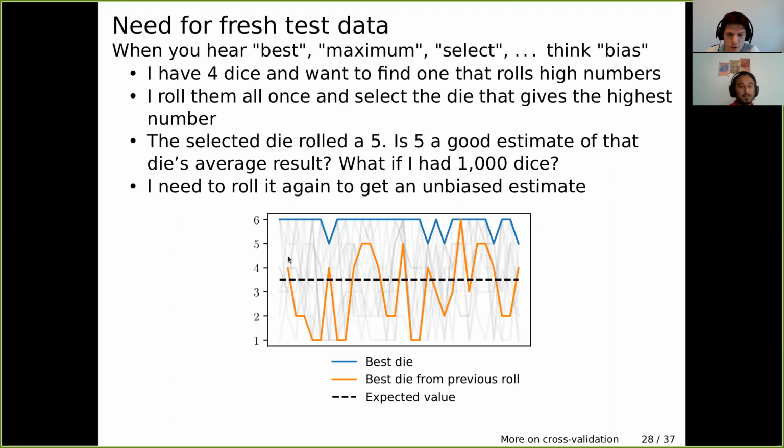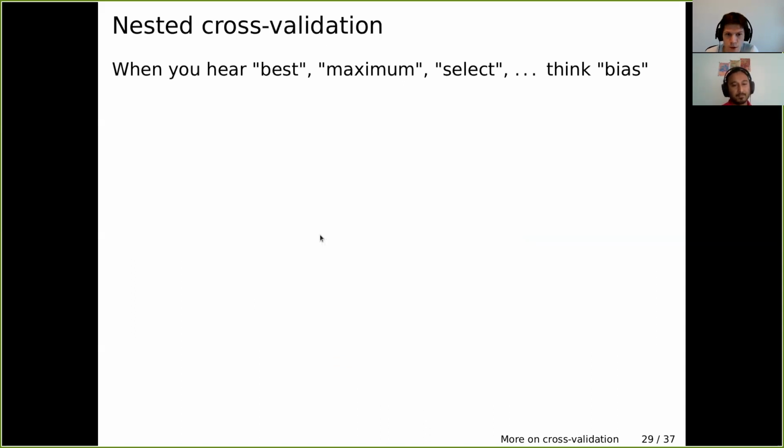But then in the next roll, if I look at the same die again, I see that it will oscillate around 3.5, so around its true expected value. So if I look at the experiment that I used to select the die in order to estimate its expectation, I have a biased estimate, because by selecting the best, I have made it more likely to end up with a high value. So I need to select the die by rolling it once, but then not keep the value that I found, and roll it again in order to estimate its expected output. And that's exactly what we do when we separate the test data.